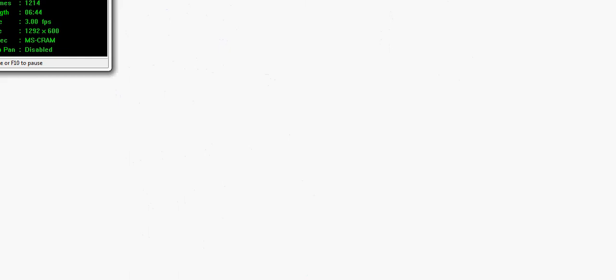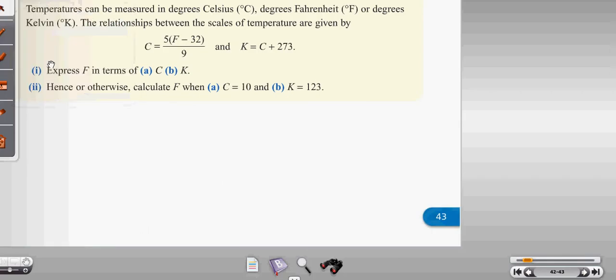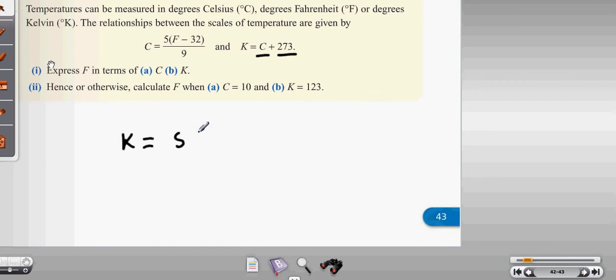For the next part of the question, what we're going to be doing is finding Kelvin in terms of Fahrenheit. Okay, so Fahrenheit in terms of Kelvin. And what we know about Kelvin is C plus 273. So Kelvin can be written down as 5 divided by F minus 32, divided by 9, plus 273. Okay, so plus 273.